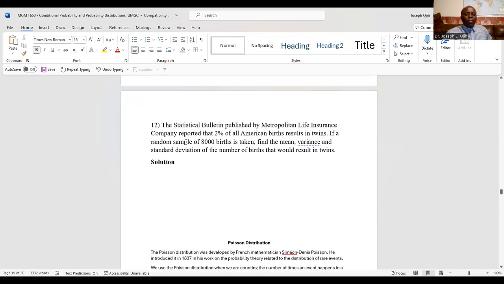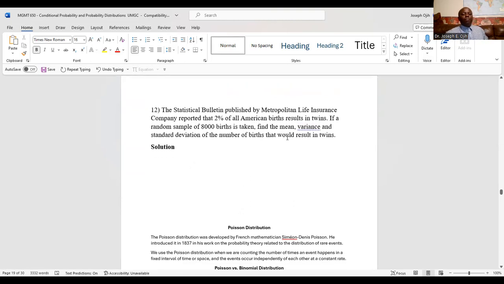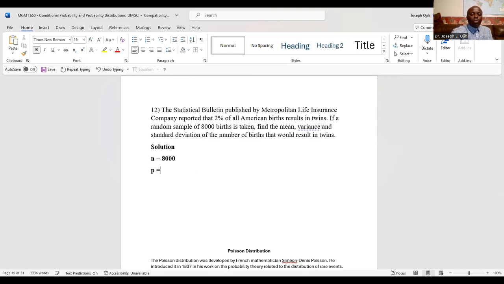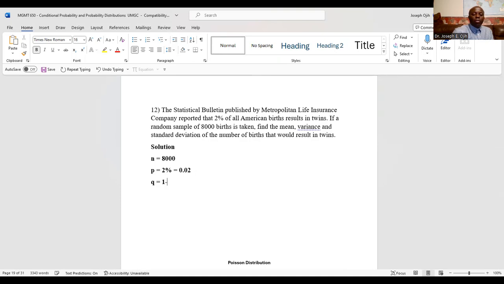It says that the statistical bulletin published by the Metropolitan Life Insurance Company reported that 2% of all American births result in twins. If a random sample of 8,000 births is taken, find the mean, variance, and the standard deviation of the number of births that result in twins. So how many of them were selected? It's 8,000 births, so our n equals 8,000. Then small p is 2%, which is 0.02. And then q is 1 minus 0.02, which is 0.98, right?